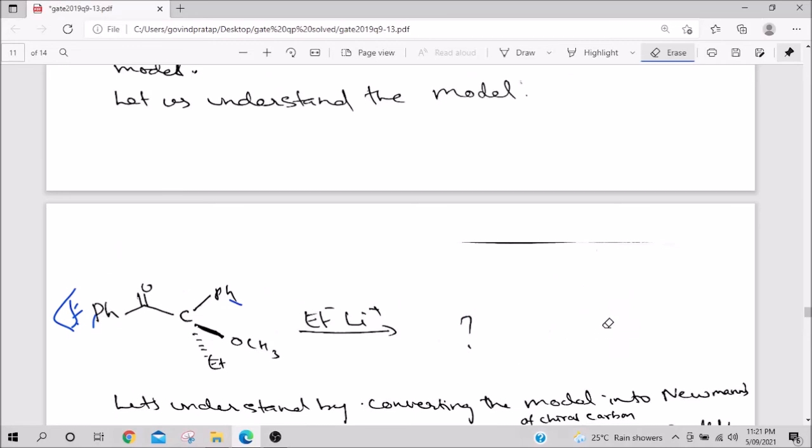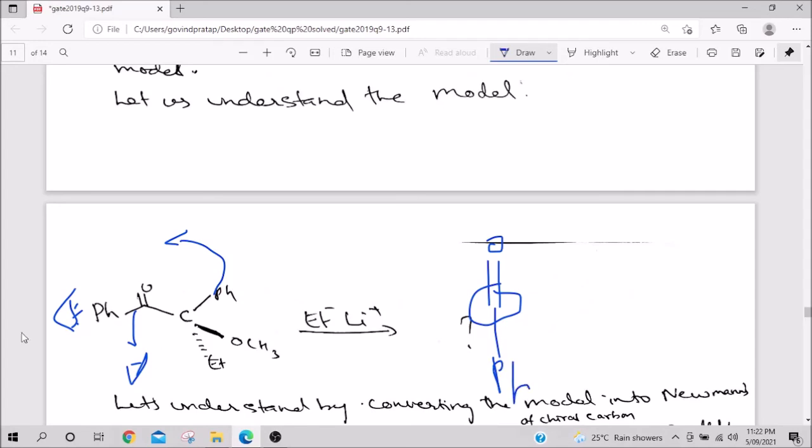Let me draw it again for you. If I am looking from this side, I am pushing it behind, so that this is coming outside the screen, and I am looking from the front of the screen. When you are seeing directly, what you are seeing is Ph in the front and C=O. So, what I can draw is, I can draw C=O here, and Ph is down. So, I am looking Ph down. You understand? I am looking from this side.